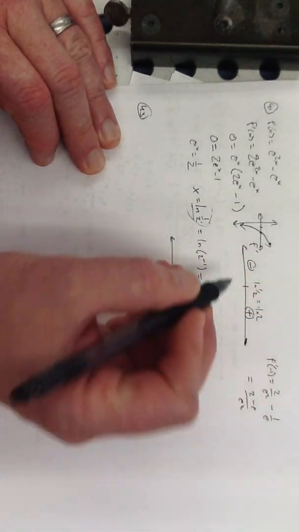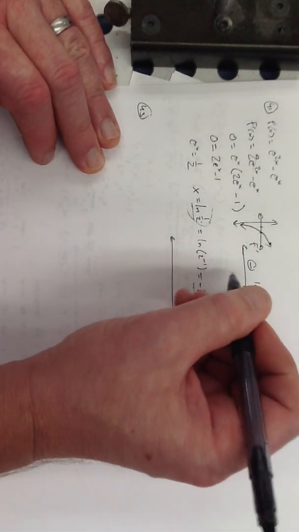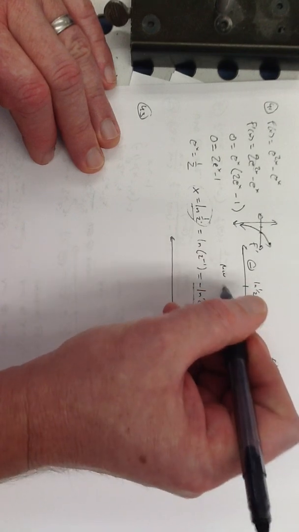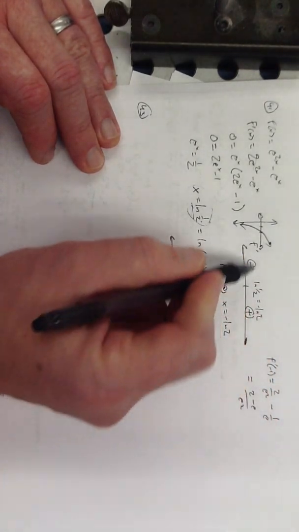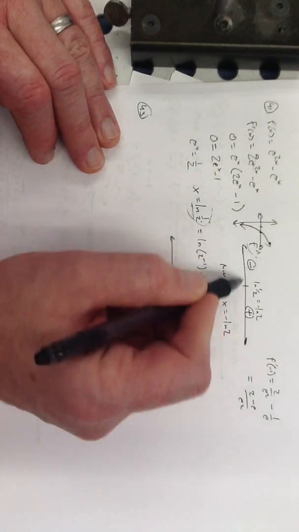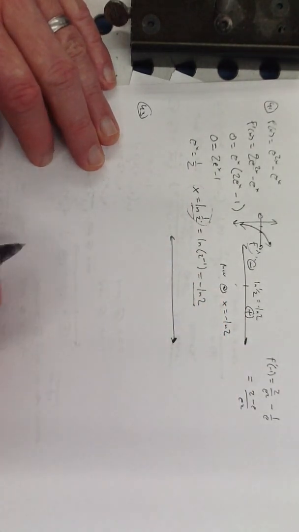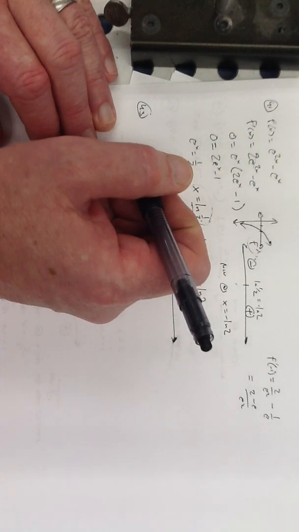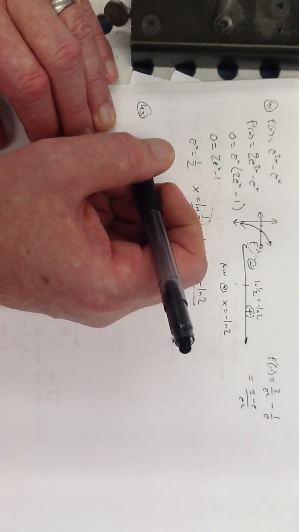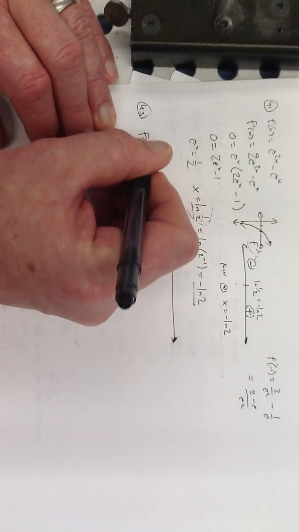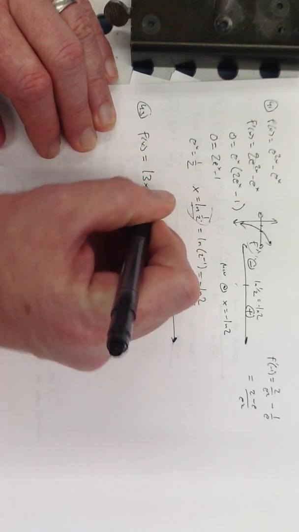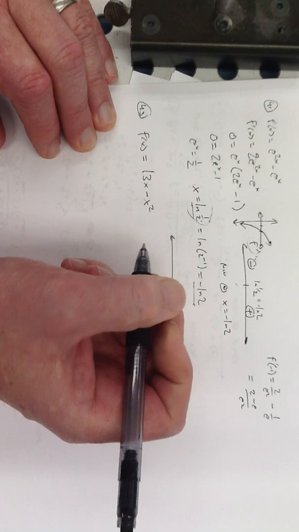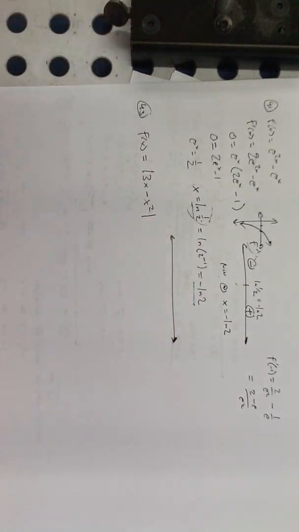So as we suspected, there's a sign change there, which means I have a minimum at x equals negative natural log 2, because the derivative f prime goes from negative to positive. All right, last one, 43. I have f of x is equal to the absolute value of 3 minus x squared.